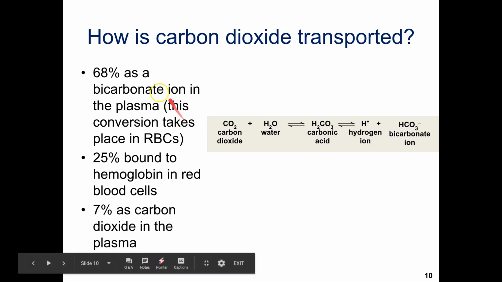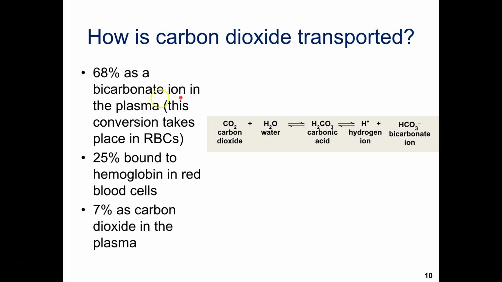So the carbon dioxide is converted to bicarbonate inside the red blood cell. Only 25% is actually bound to the hemoglobin in your red blood cells, and 7% is just dissolved carbon dioxide in the plasma. I don't necessarily want you to know the details of this equation. It's just showing that carbon dioxide combined with water makes carbonic acid. That carbonic acid is going to release this hydrogen ion and this bicarbonate ion. And this bicarbonate ion is going to be principally the way that carbon dioxide is traveling through your blood.